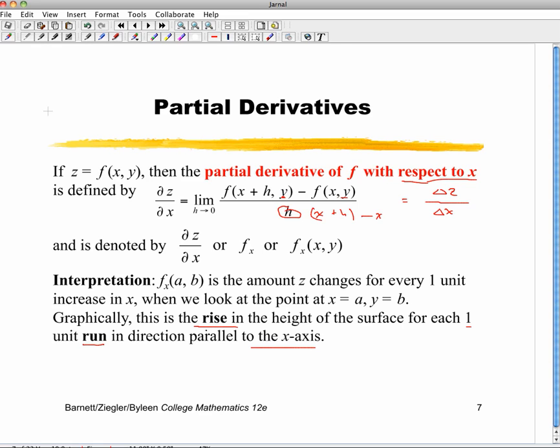If I have a partial derivative of 5, that means for every 1 step I step in the x direction, I expect the surface to go up 5 units. And so that's pretty steep. But if I see a partial derivative that's equal to 0, then that means that as I take 1 step in the x direction, the height of the surface hasn't changed at all. There's a 0 change.